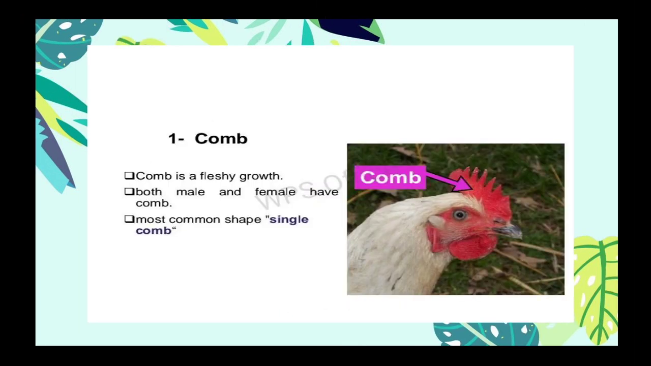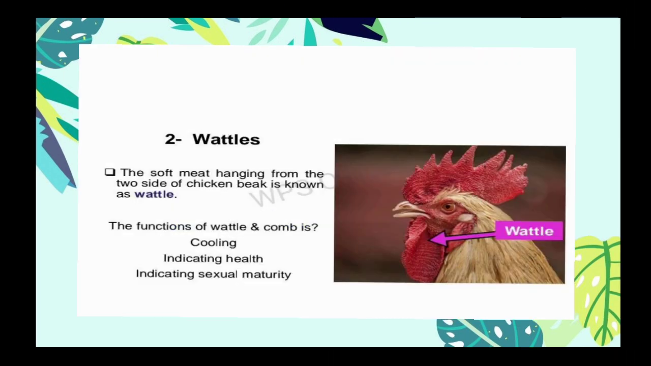First, comb. Comb is a fleshy growth. Both male and female have a comb. Most common shape, single comb. Which is sa Tagalog, tinatawag ito ng palong ng manok. Second, wattles. The soft meat hanging from the two sides of the chicken's beak is known as a wattle. Nakakatulong ito upang mabawasan ang temperatura sa panahon ng mainit na panahon.